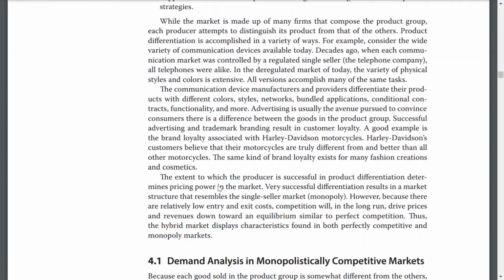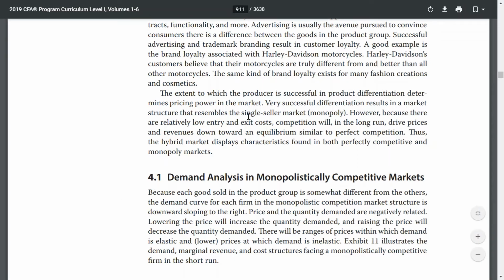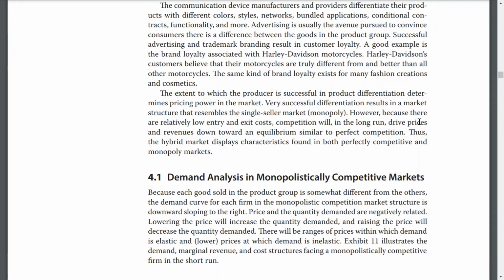The extent to which a firm is successful in product differentiation determines its pricing power in the market. Very successful differentiation results in a market structure that resembles a single-seller market, a monopoly. However, because there are relatively low entry and exit costs, competition will, in the long run, drive prices and revenues down towards an equilibrium similar to perfect competition. Thus, the hybrid market displays characteristics found in both perfectly competitive and monopoly markets.